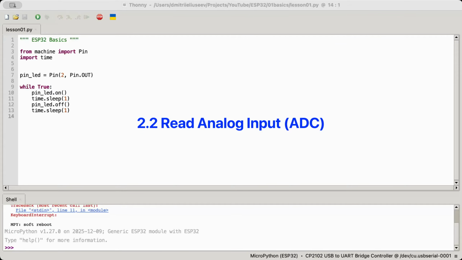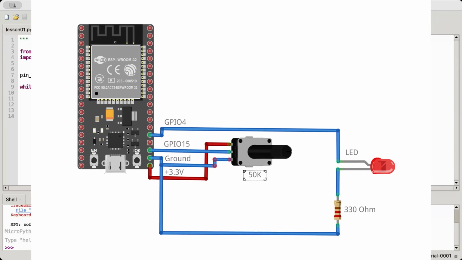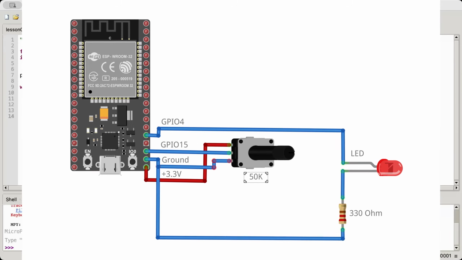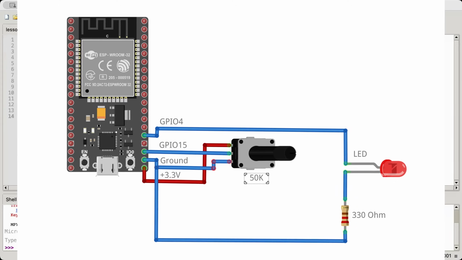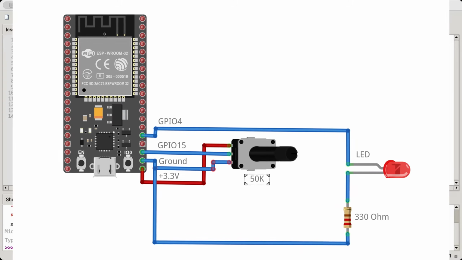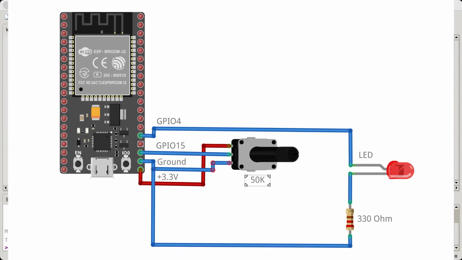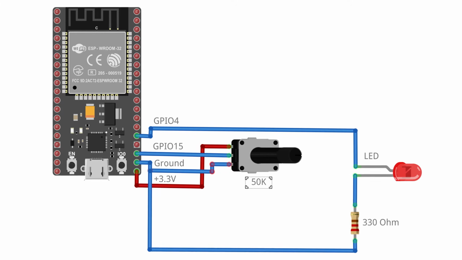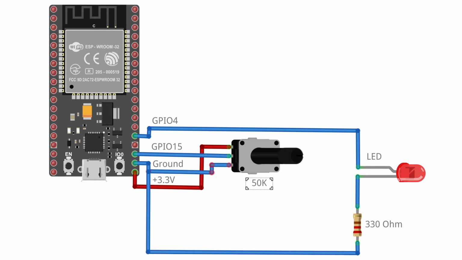As a second step, I want to read the analog value within ESP32, and luckily for us, we don't need an external hardware for that. We only need this variable resistor, and we can connect it directly to the ESP32. The connection diagram is simple. One pin is connected to the ground, another pin is connected to the power, and the ESP32 has already a special module. It's called analog to digital converter.